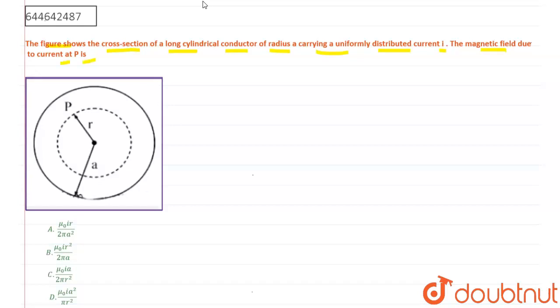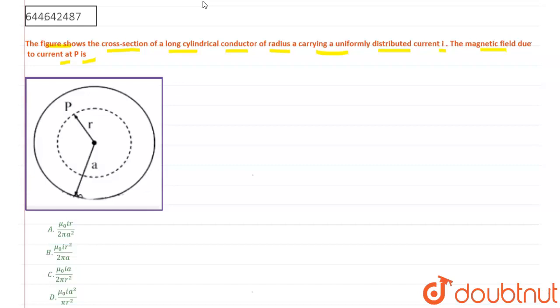So we have a long cylindrical conductor of radius A carrying a current I, and we need to calculate the magnetic field due to this at point P, which is r distance from the center of the conductor.